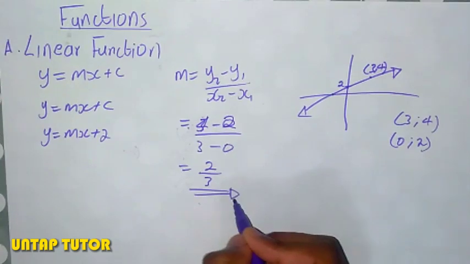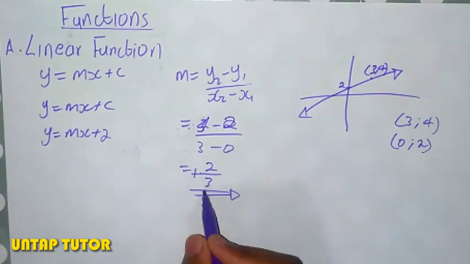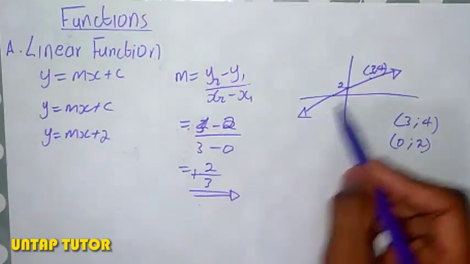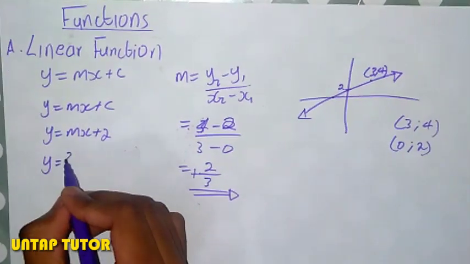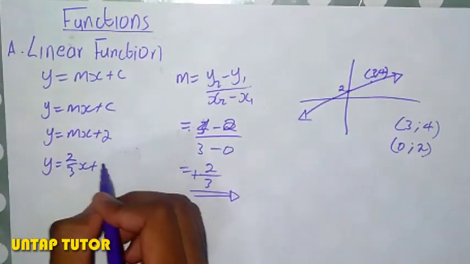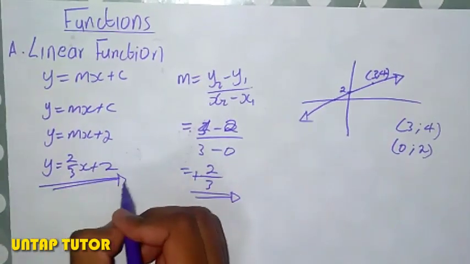So our gradient is 2 over 3, and obviously, as expected, it is positive because this line is slanted to the right. So we're going to have y is equal to 2 over 3 x plus 2, and that's our equation. And that's about it.